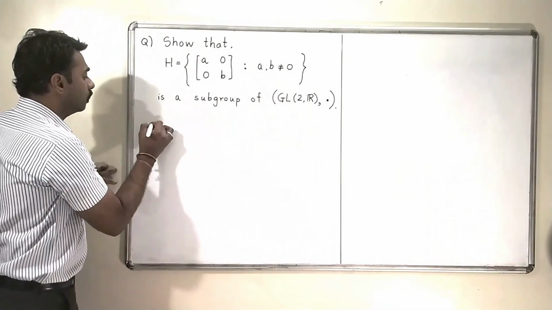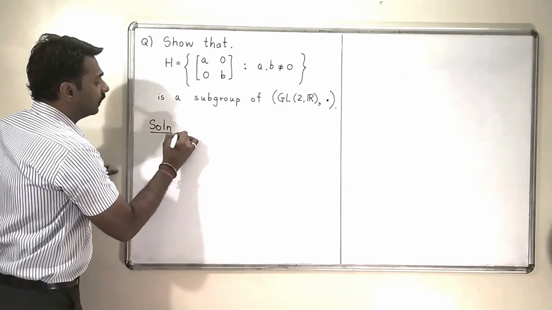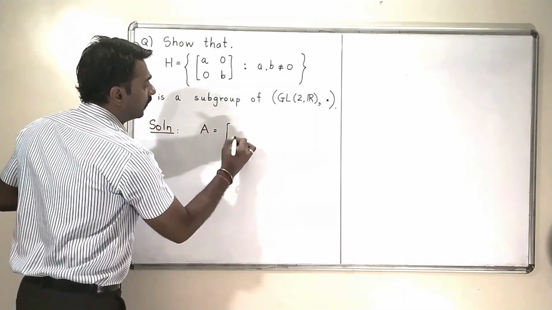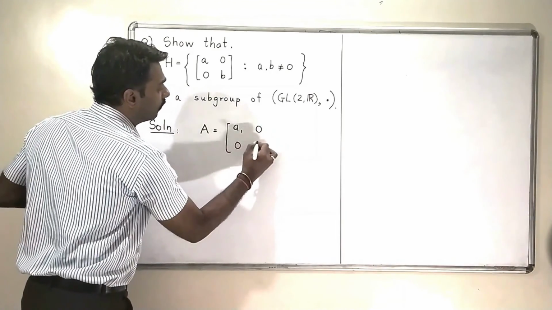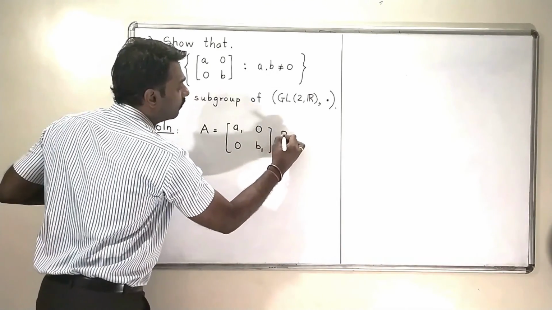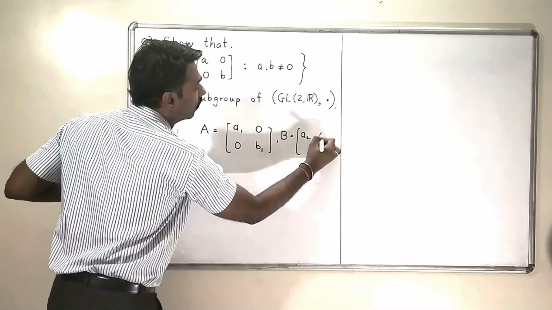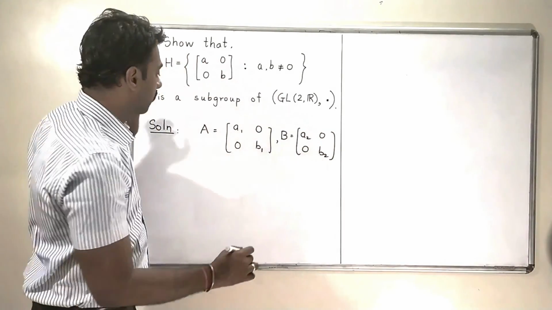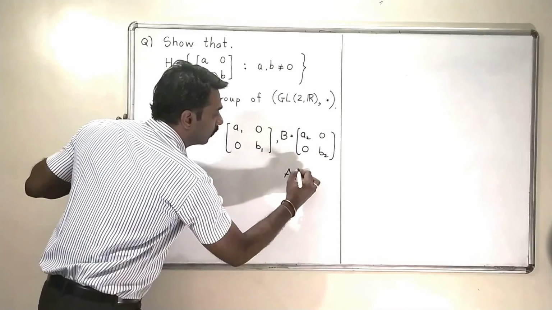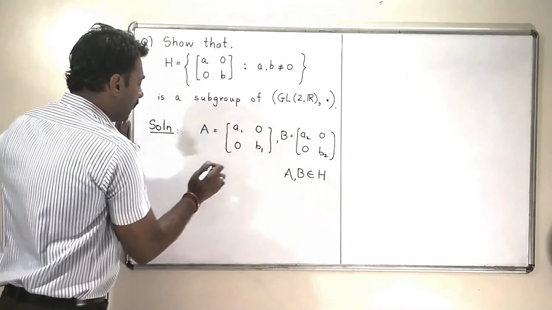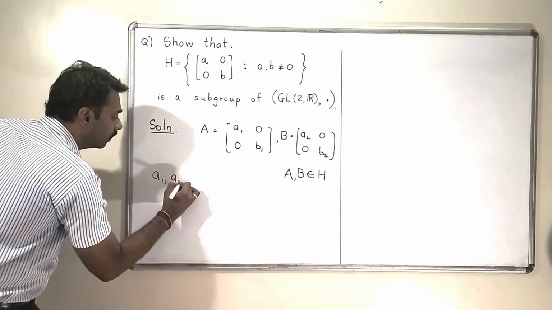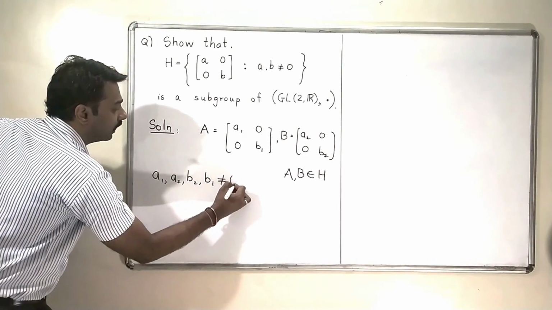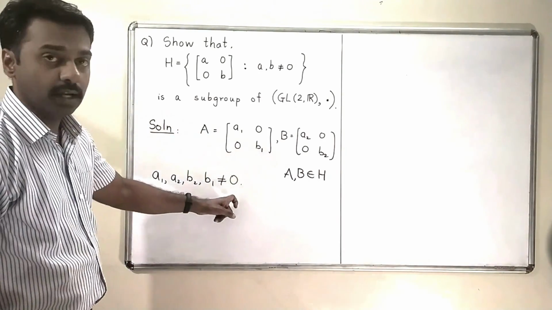Okay, so how do we show this? We will take two elements of this set. Let us take a matrix A, which is A1 0 0 B1, and another matrix B, which is A2 0 0 B2. Both these matrices are in the set H, which means the entries A1, B1, A2, B2 are not equal to 0. So these entries are not 0.